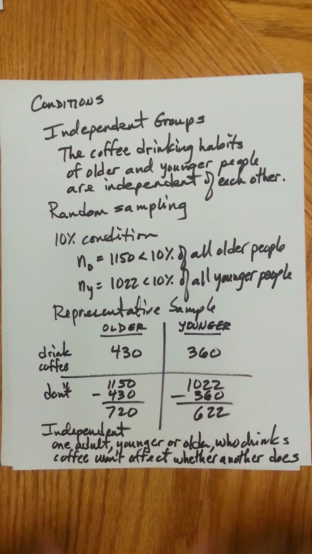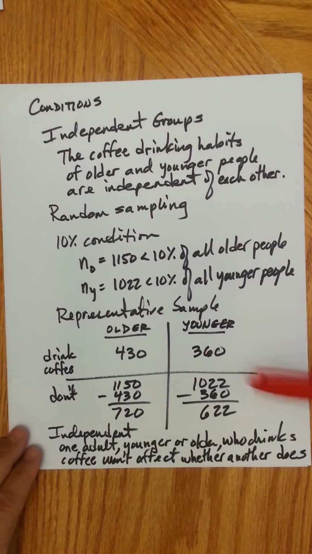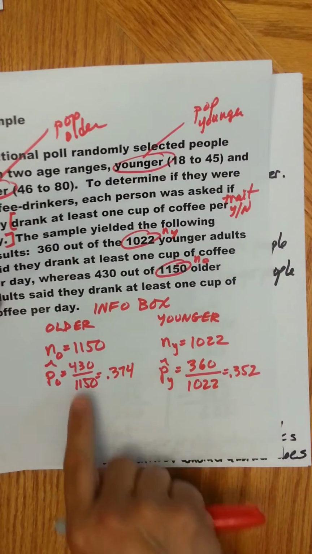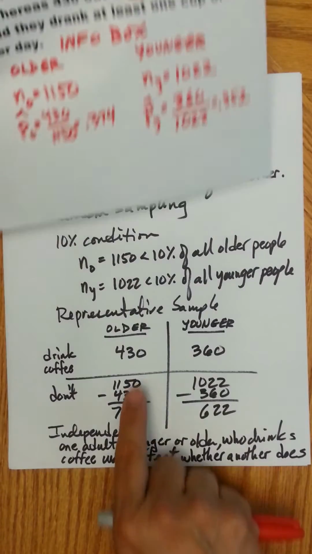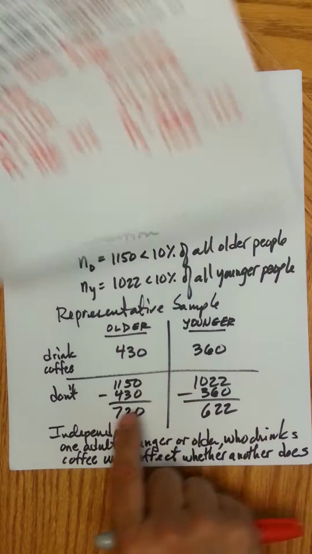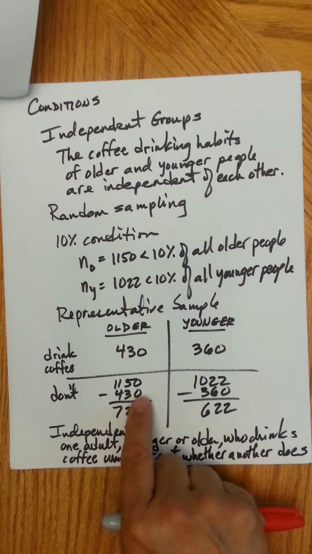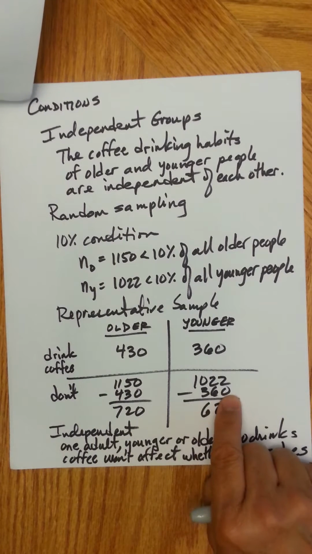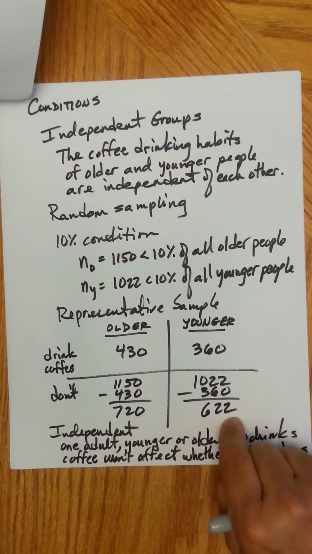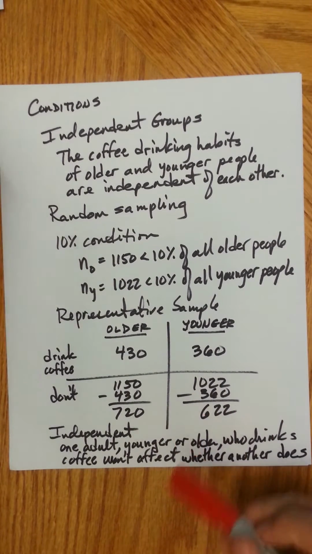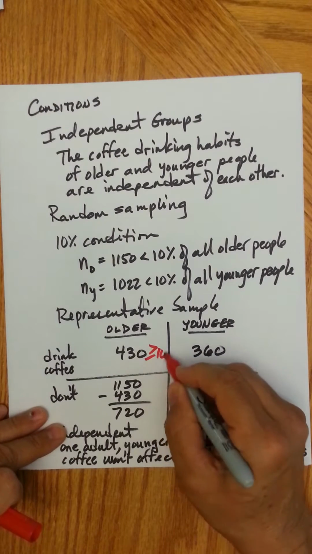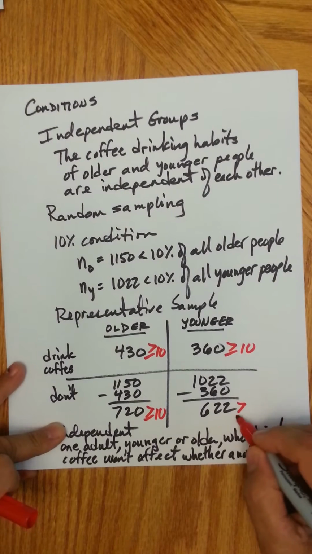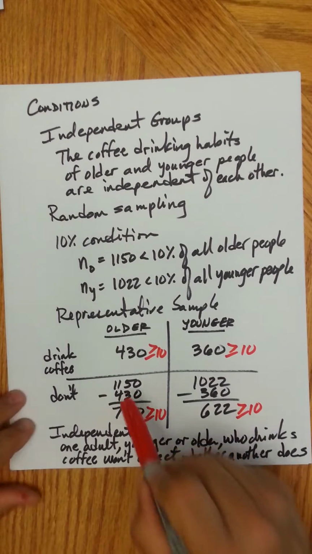For your representative sample, you can just pull out from your info box, right? 430 and 360, respectively, and then subtract the yeses from the sample size to get the no's, the yeses of the younger from the sample size of the younger to get the no's. And remember, all you have to show is that there are at least 10 of each, right? 10 yeses and 10 no's from both samples.